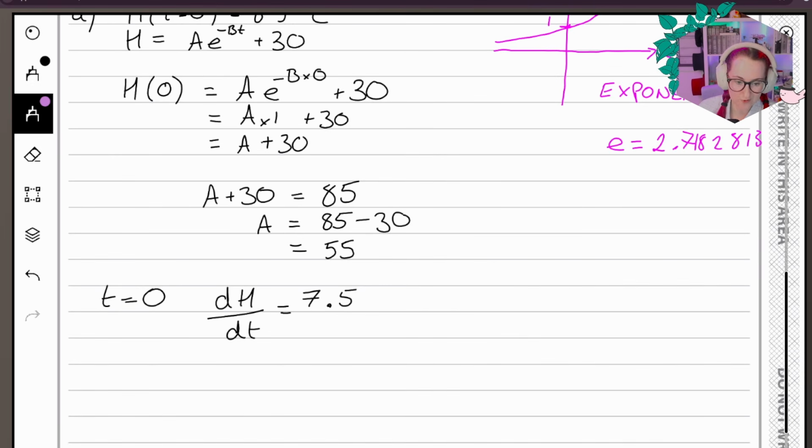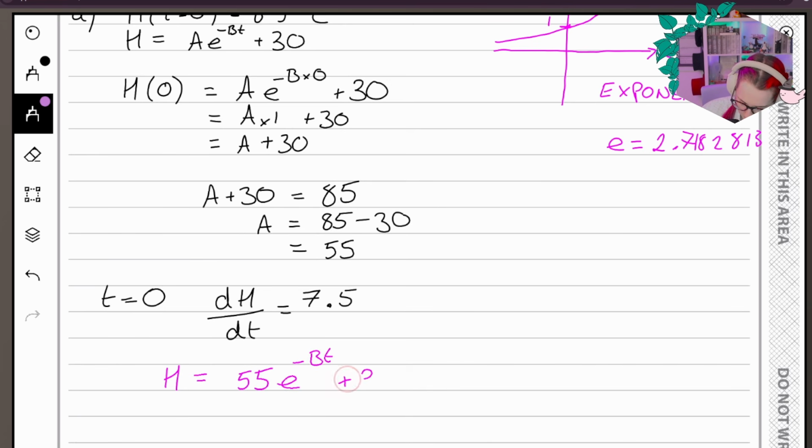Okay, so we have the rate of change in temperature at the start time, when T equals 0, dH/dt, so that's the change in H over time, is 7.5. So our function, we can plug in our value for A, so we have 55 e to the minus bt plus 30. So we can take the derivative of this.